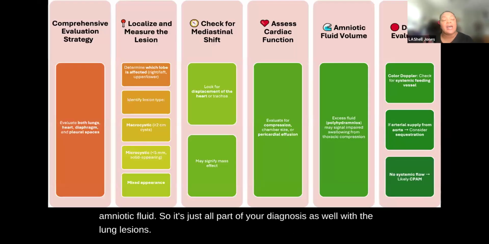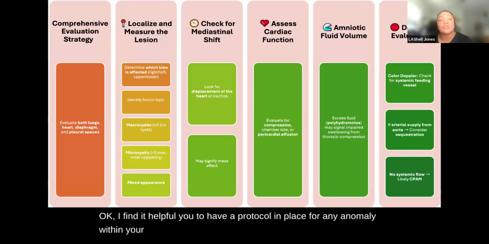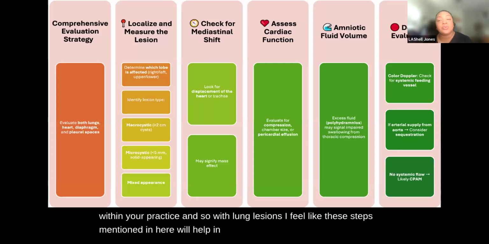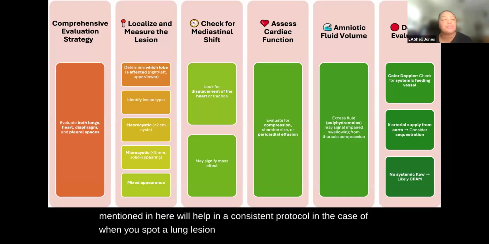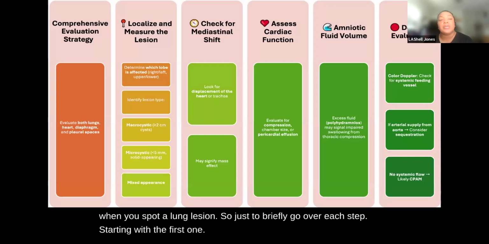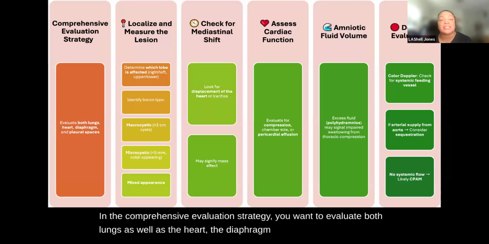Okay. Now, I find it helpful to have a protocol in place for any anomaly within your practice. And so with lung lesions, I feel like the steps mentioned in here will help create a consistent protocol for when you spot a lung lesion. So just to briefly go over each step, starting with the first one, the comprehensive evaluation strategy: you want to evaluate both lungs as well as the heart, the diaphragm, and those pleural spaces.